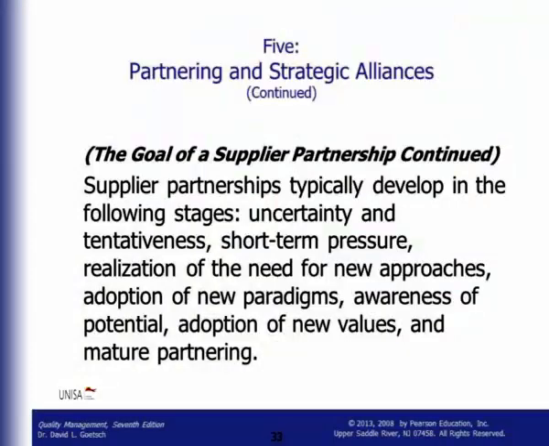The goal of a supplier partnership is imperative in quality because it enhances the current status of the operations of the organization. Supplier partnerships typically develop in the following stages: uncertainty and tentativeness, short-term pressure, realization of the need for new approaches, adoption of new paradigms, awareness of potential, adoption of new values, and mature partnering.